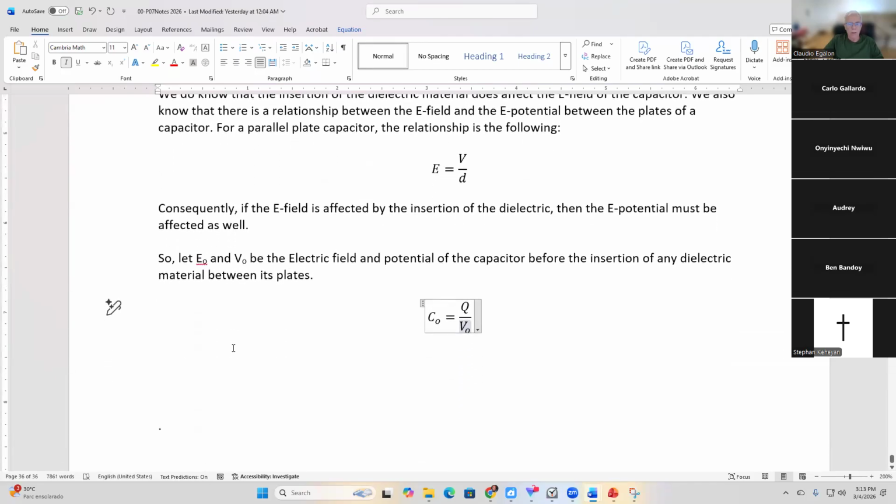Once we insert the dielectric material between the plates of the capacitor, we are going to end up having a new capacitance that's given by Q divided by V. Where this new V, don't forget, is going to be given by, here you go, E times D. E times D.